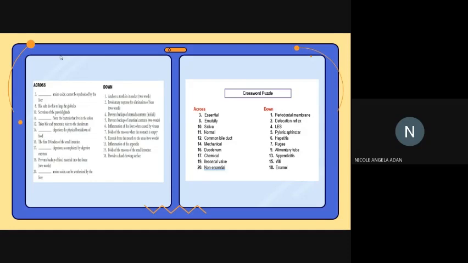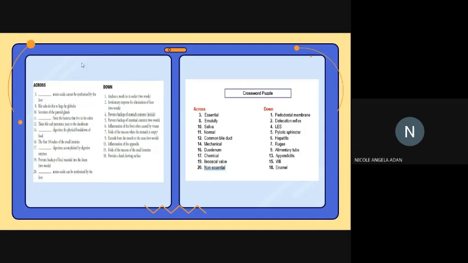Number 1, it anchors a tooth in its socket. The answer is the periodontal membrane. Number 2, involuntary response for elimination of feces. The answer is defecation reflex. And number 4, prevents backup of stomach contents. It only requires the initials, which is the LES. Number 5, it prevents backup of intestinal contents. The answer is pyloric sphincter.